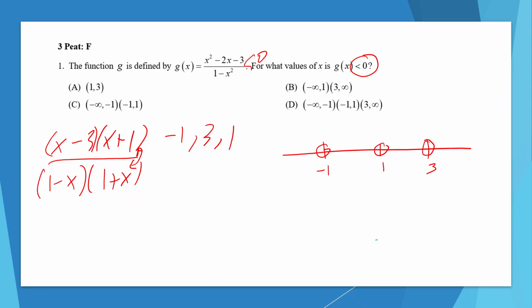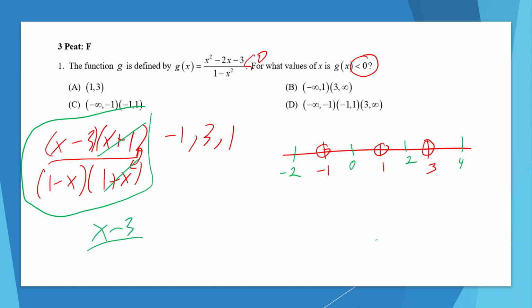All right, now what we want to do is plug and chug. We want to test in points in each range and see which ranges would make this a negative number. So I'm going to plug it into the factored form. Because we're not plugging in 1, we can actually simplify this to x minus 3 over 1 minus x. So plugging in negative 2, negative 2 minus 3 is negative 5 over 1 minus negative 2, which is 3. This is negative, which is good, so we're going to put a check mark there.